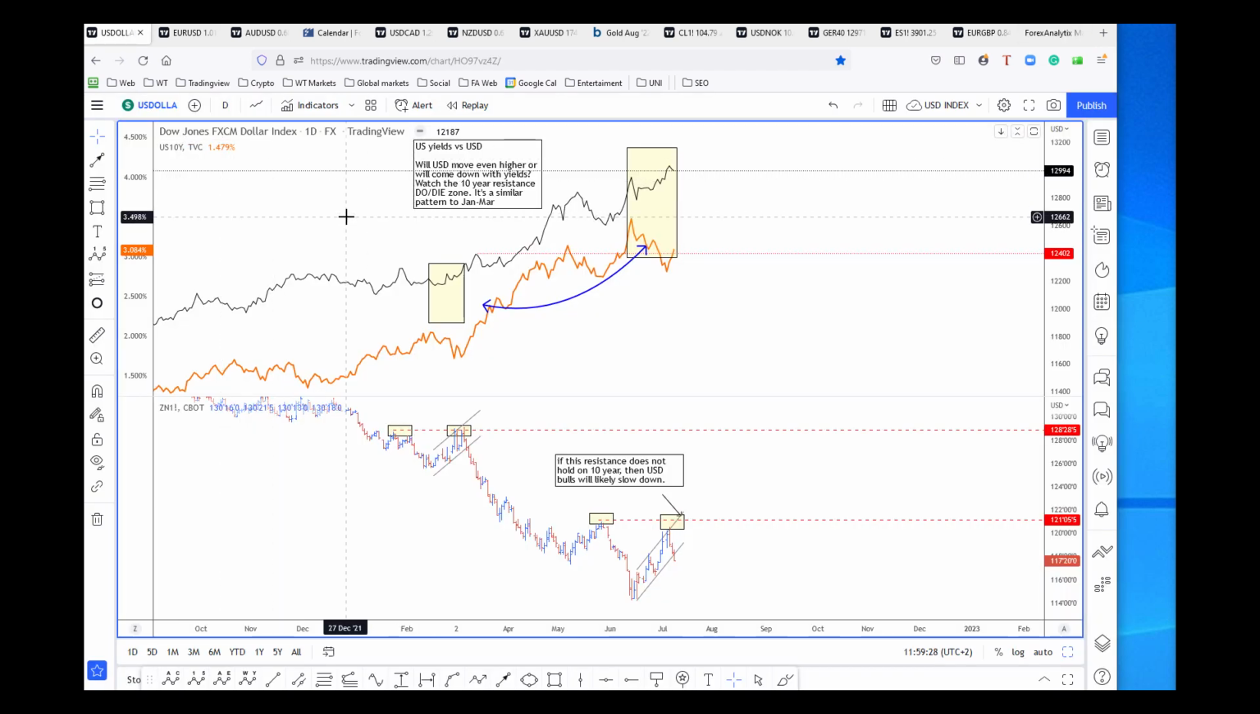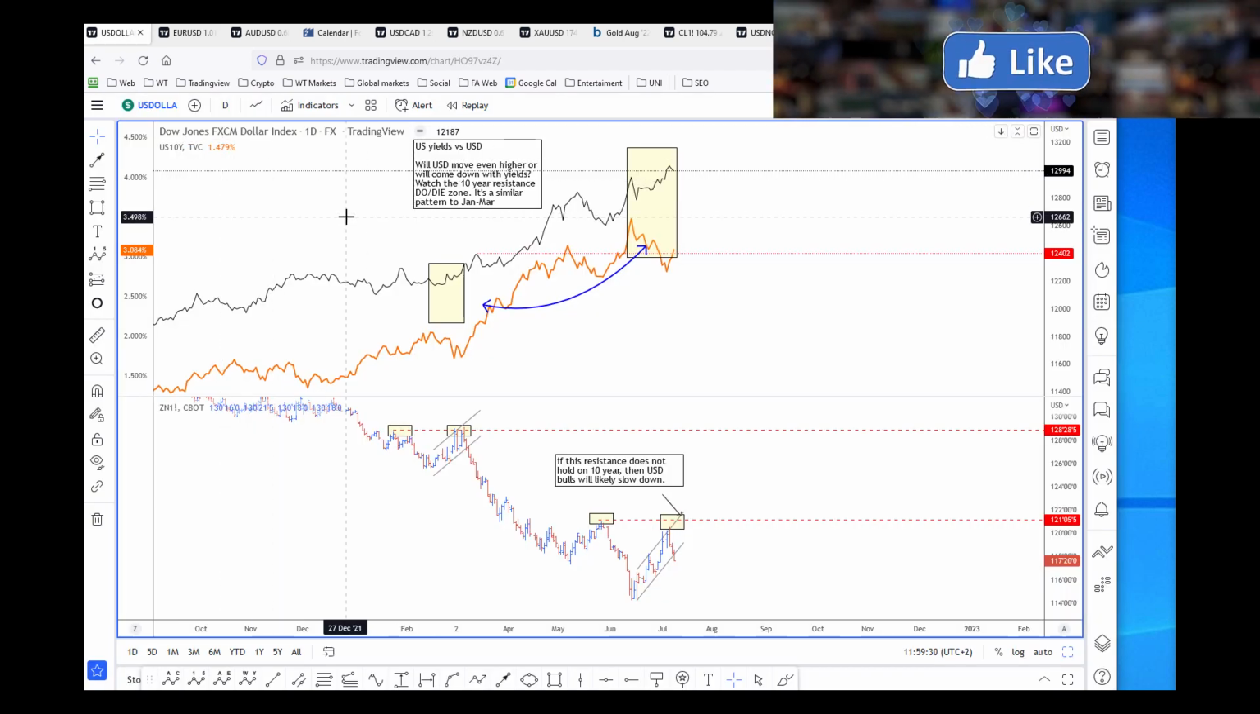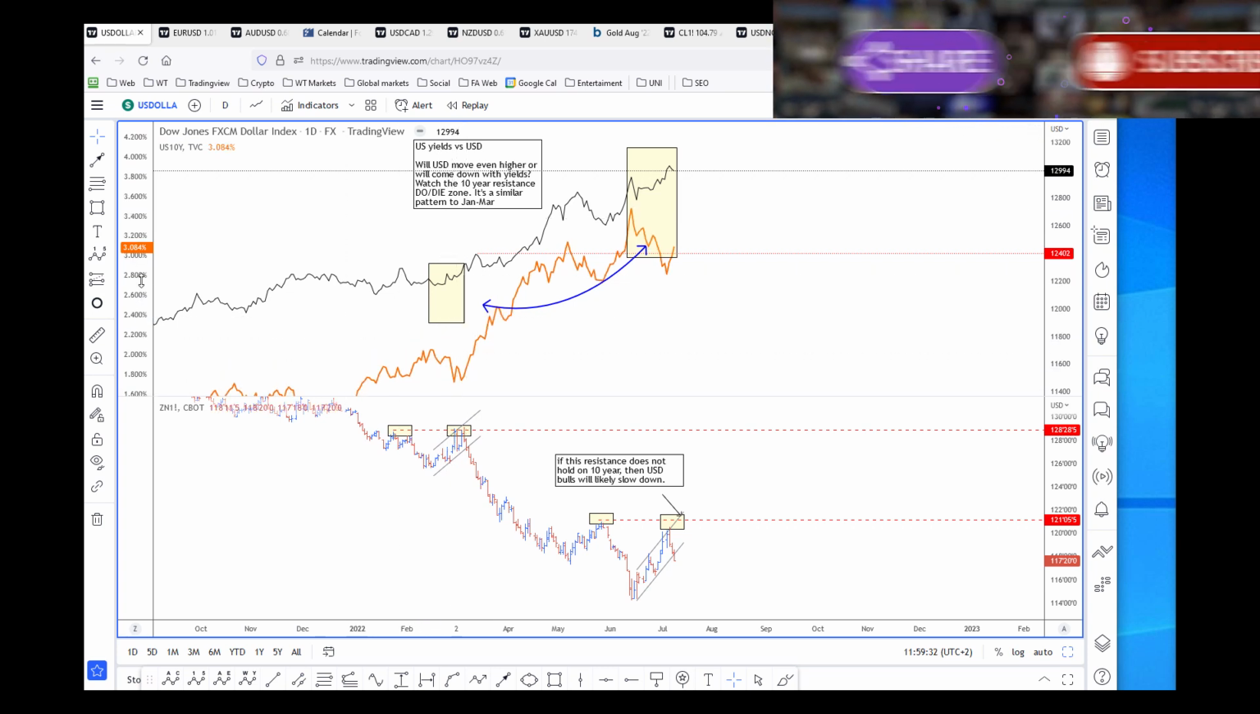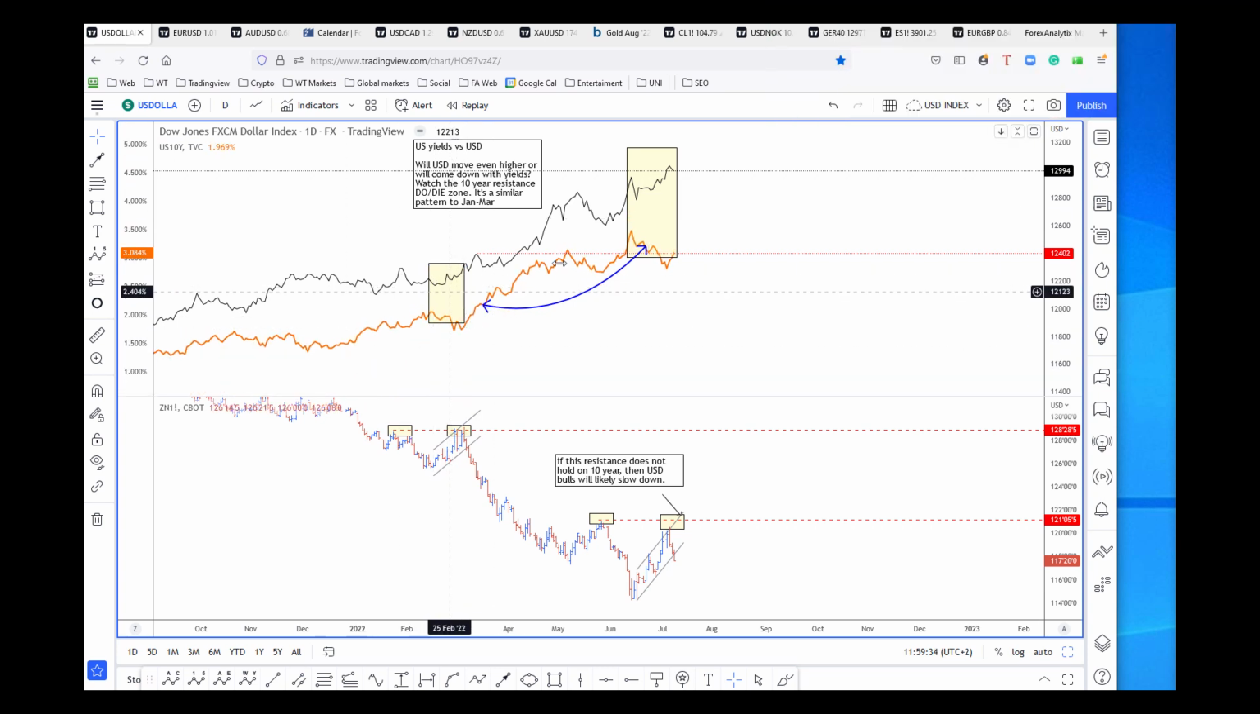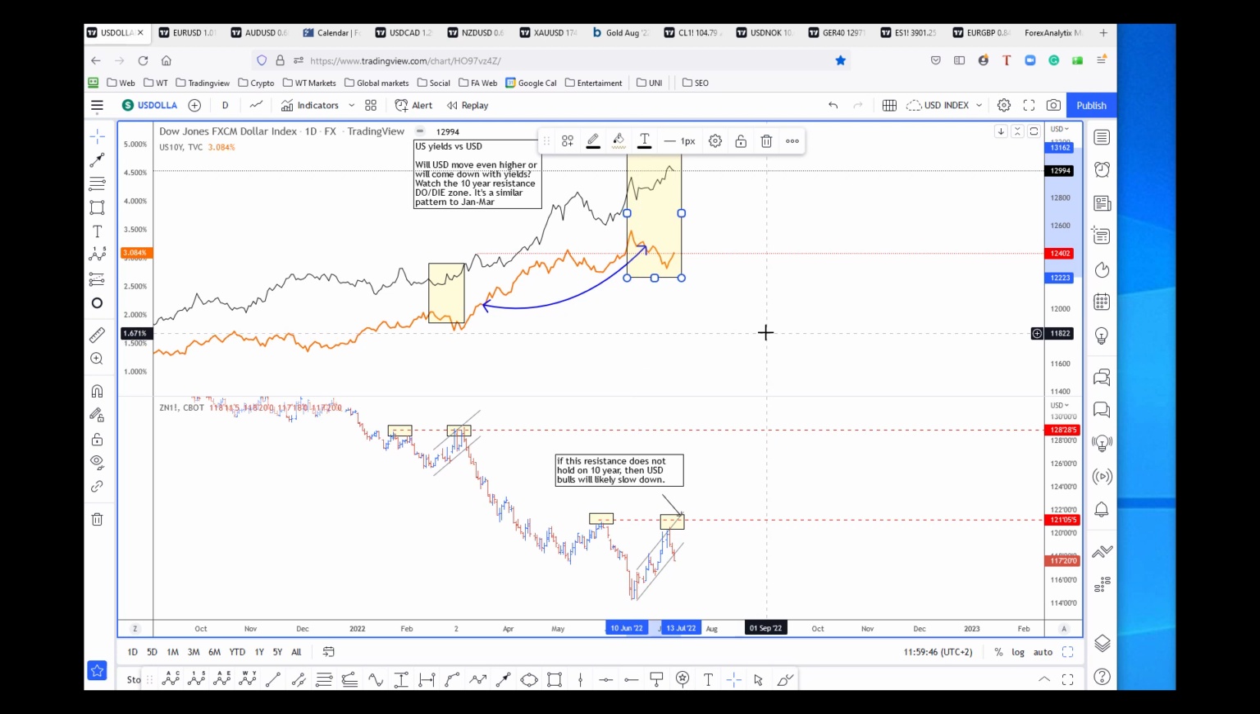Now, before we go to some of the wave counts, I want to look at the correlation between the US dollar and US yields. What you can see here is that in the last few weeks, we have seen a negative divergence between these two. What it means is that the US dollar has moved to the upside while the US yields showed some evidence of a top.